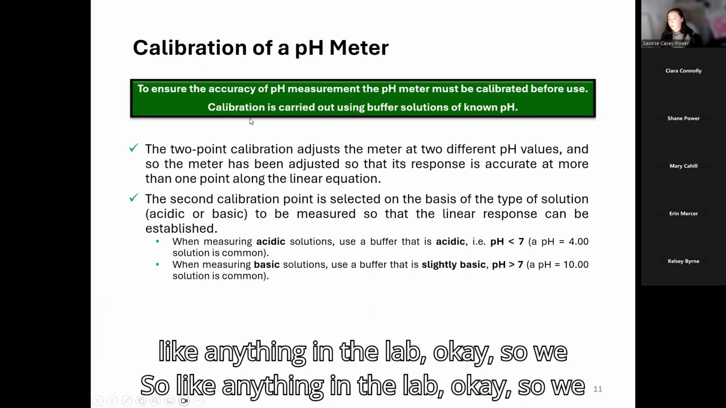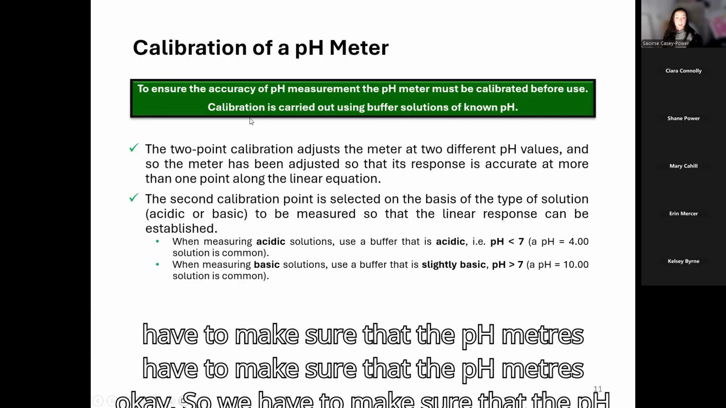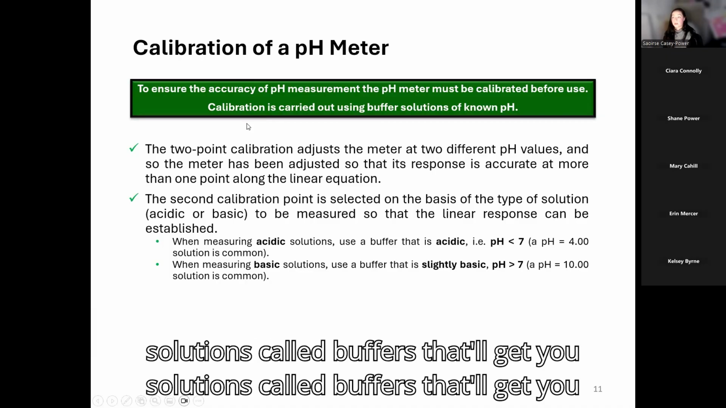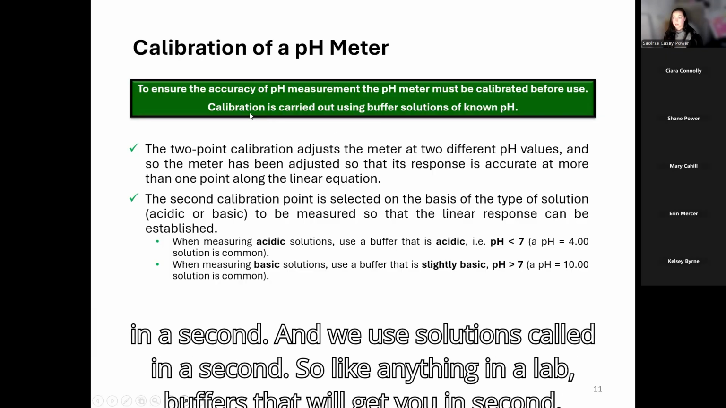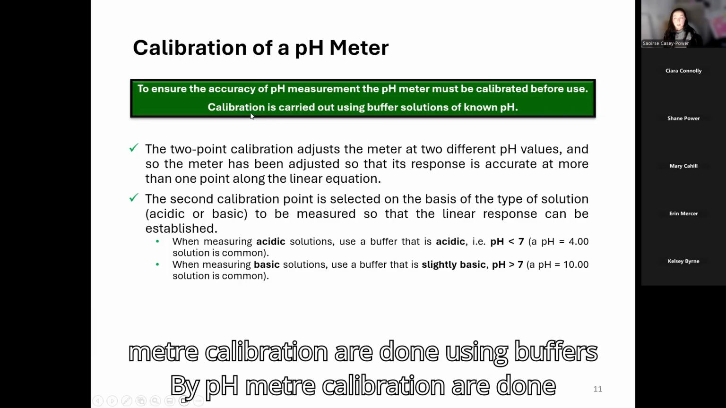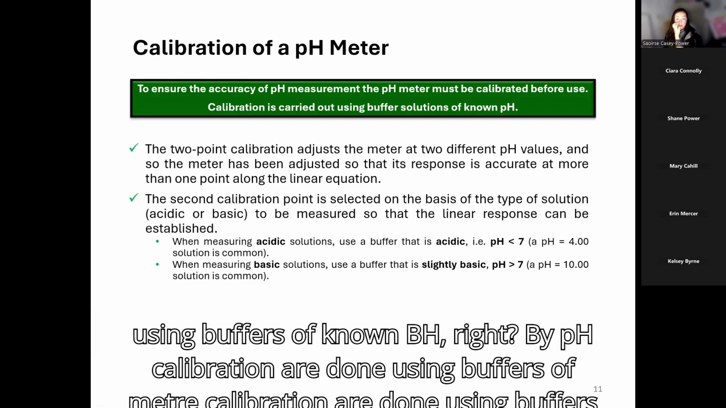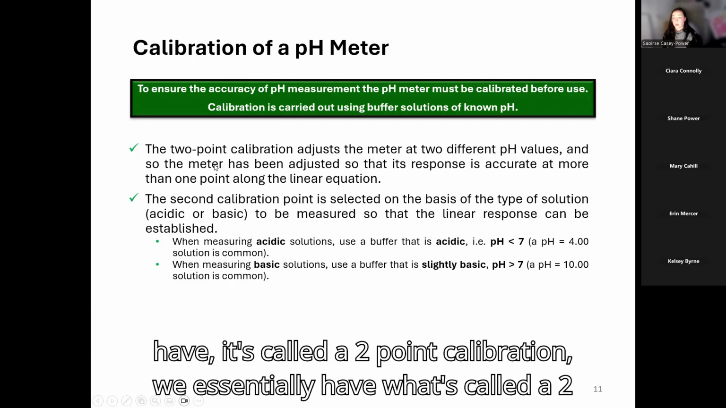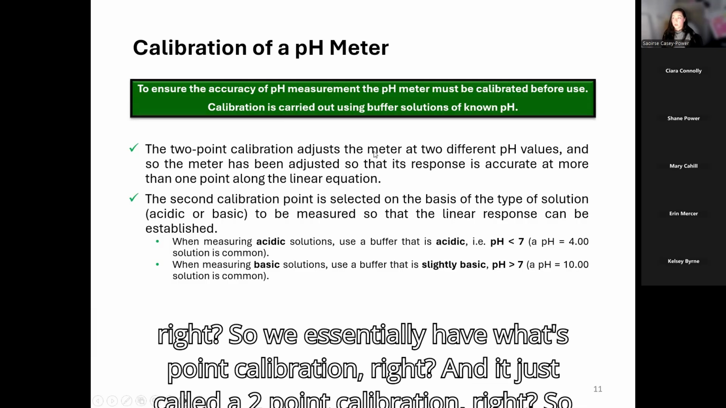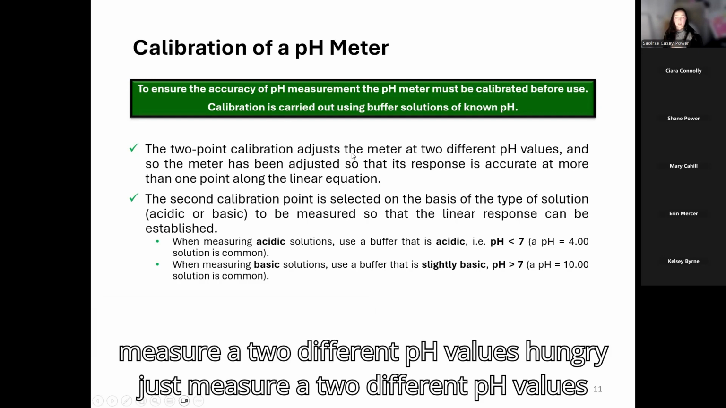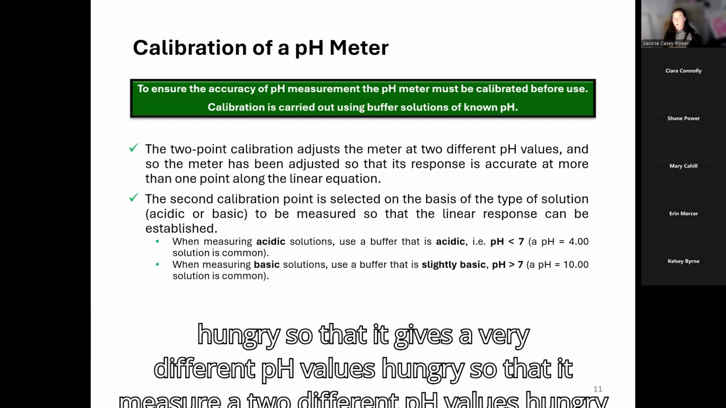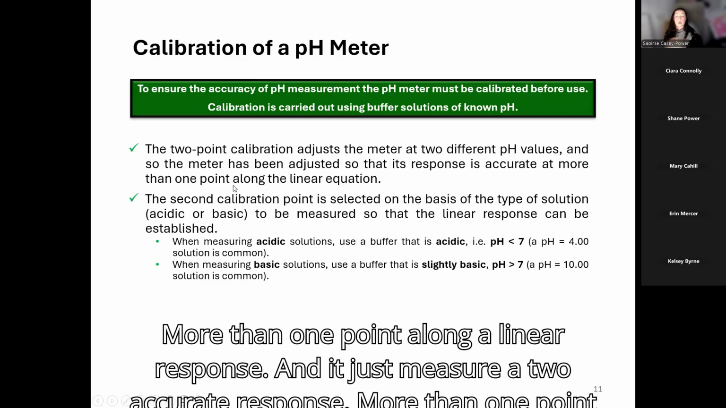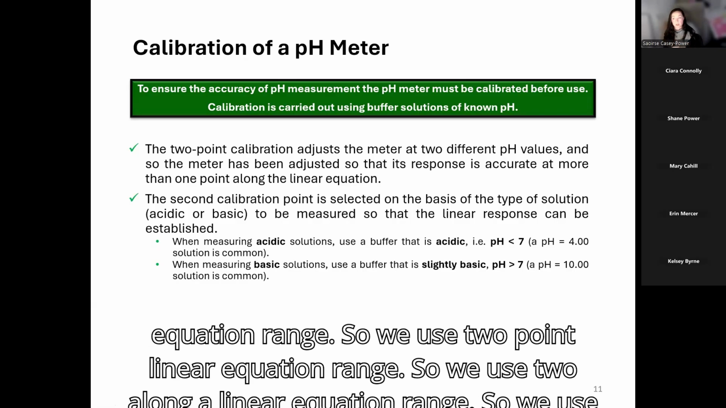So like anything in a lab, we have to make sure that the pH meter is calibrated before use. And we use solutions called buffers, that I'll get to in a second. But pH meter calibrations are done using buffers of known pH. So we essentially have what's called a 2-point calibration, and it adjusts the meter at 2 different pH values, so that it gives a very accurate response, more than 1 point along a linear equation.